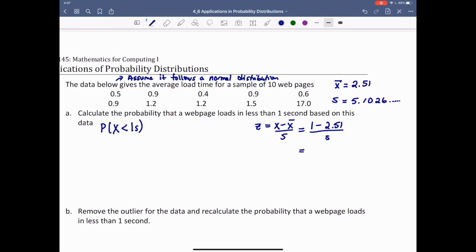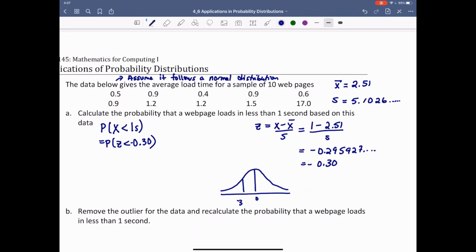And when we type that in, you're going to get negative 0.295927, which rounds to negative 0.30. We round z to 2 decimal places because your table is always 2 decimal places. So we want the probability that z is less than negative 0.30. So we have our mean of 0, negative 0.30, and we want the area to the left of that.